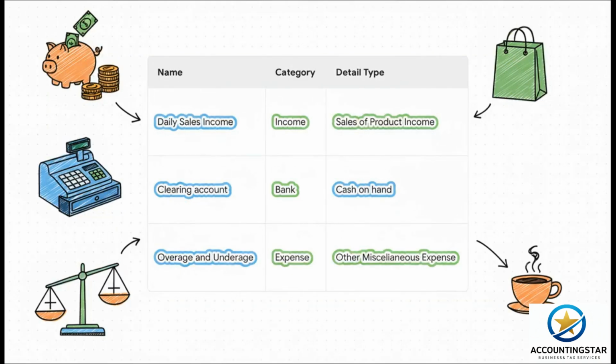Okay, these 3 accounts are the engine that makes this whole thing run. Daily sales income is pretty obvious. That's where all your revenue goes. The clearing account is a really important idea. Think of it like a temporary holding pen for your money before it's officially deposited in the bank. And overage and underage, this one's clever. It's an expense account that lets you perfectly track if your cash drawer is ever short or over at the end of the day.